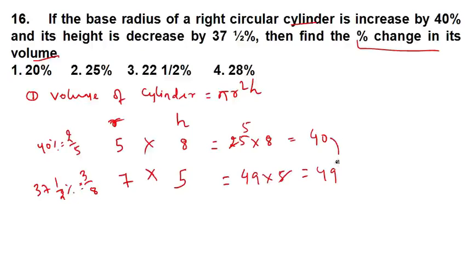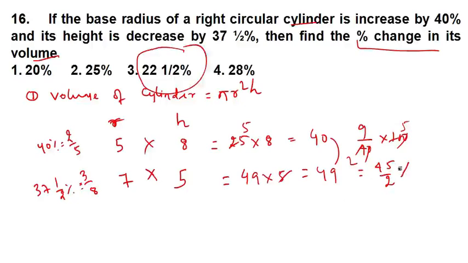So you can see it is an increase by 9 on what? On 40 into 100. Now simplify it. If you simplify, you will get 9 into 5, which is 45 by 2. So see, this is the option. Okay, so 22 1 by 2% is the right answer. Just divide it: 22 into 2 means 44, plus 1 is 45 by 2.